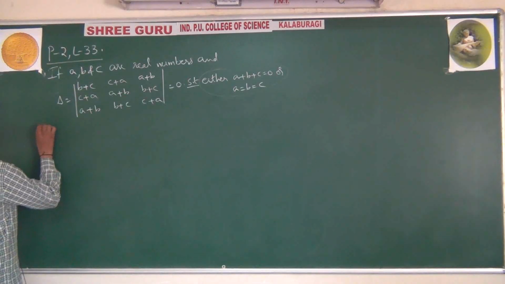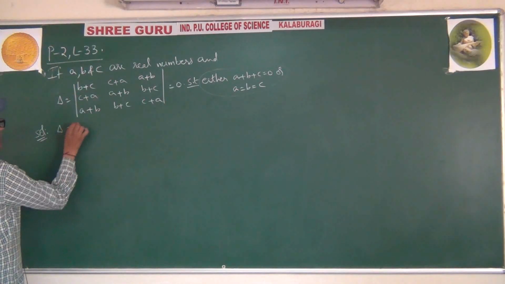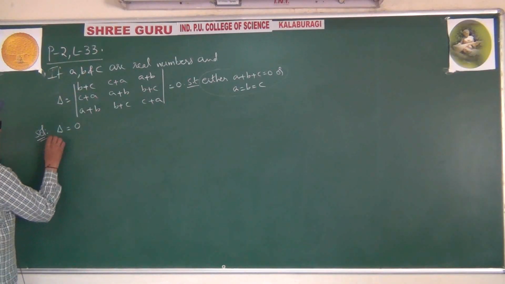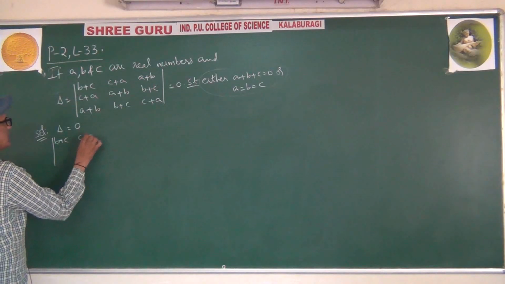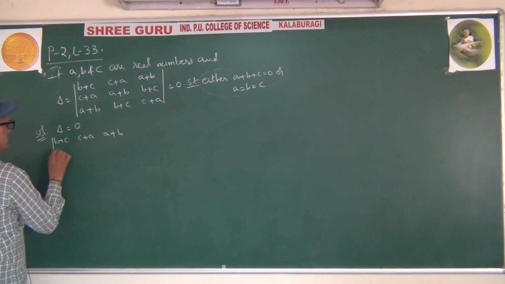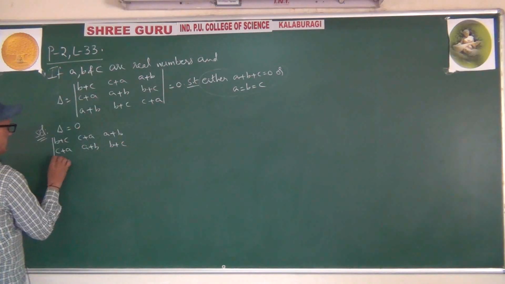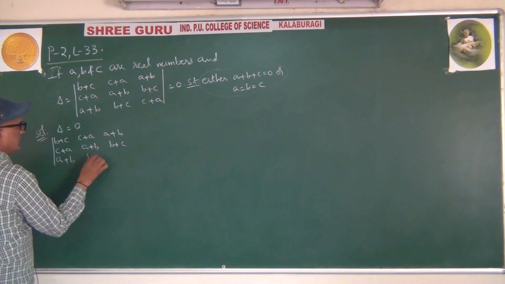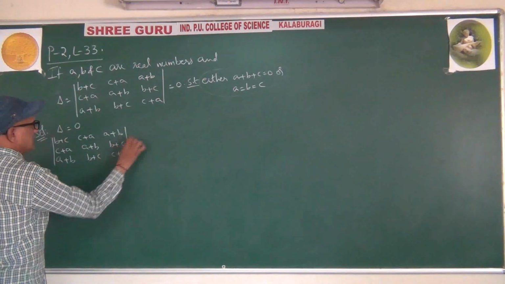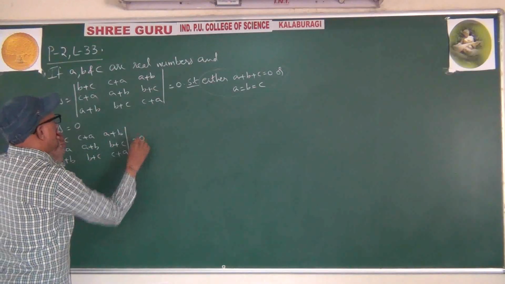Solution. Delta equal to 0. What is delta? The determinant with rows b plus c, c plus a, a plus b; c plus a, a plus b, b plus c; a plus b, b plus c, c plus a, equal to 0.